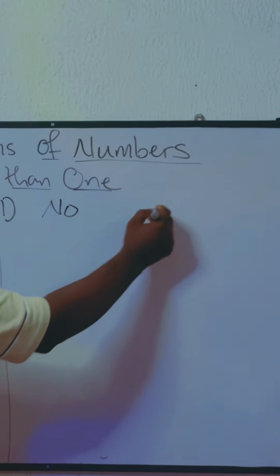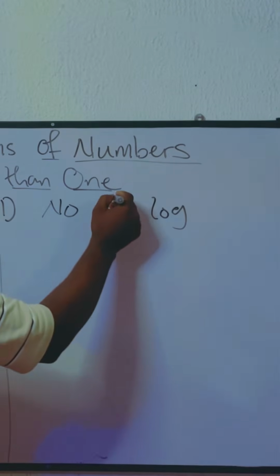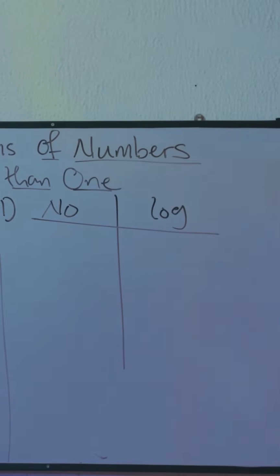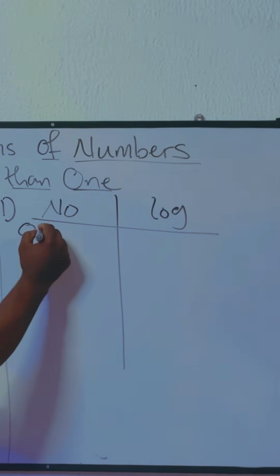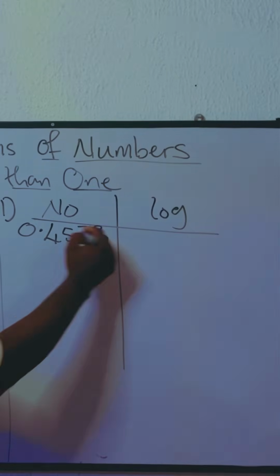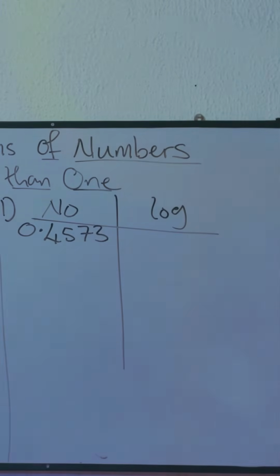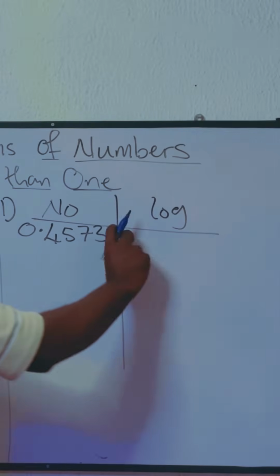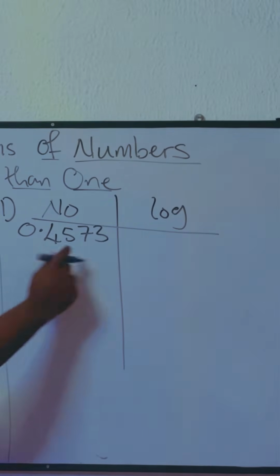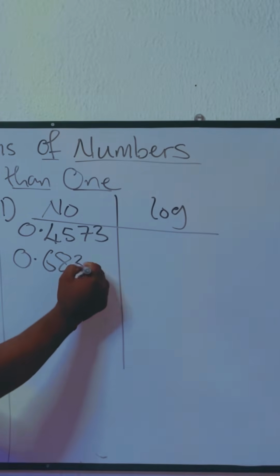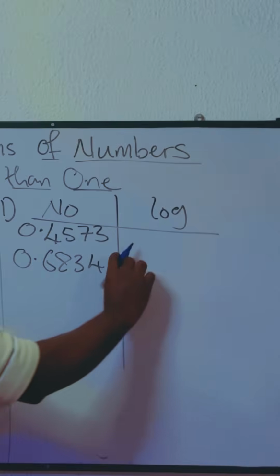here, and you have your log on the other side. So we'll draw a line. So the first digit, the first number we can see here is 0.4573. Okay, so we're going to find the logarithm of 0.4573. So we reflect it here, and then we'll find the logarithm of 0.6834, and we reflect it here.